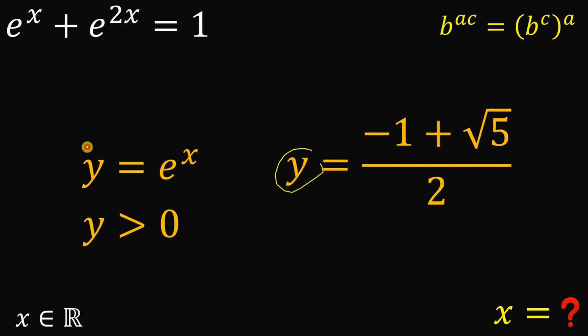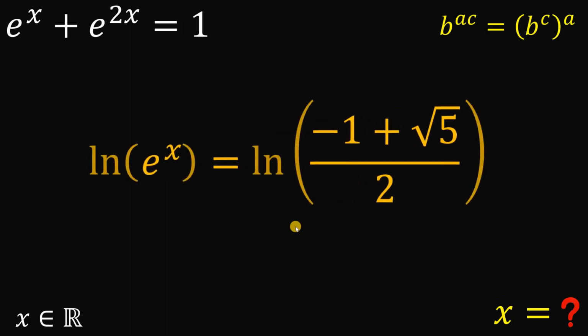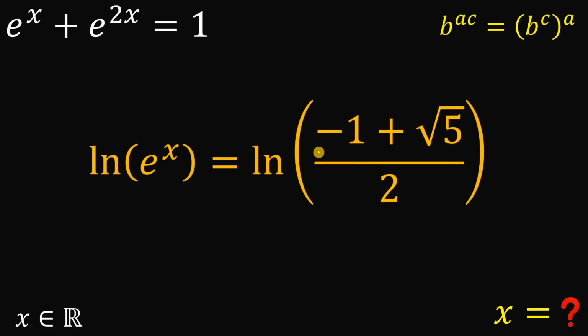And now, since they are both equal to y, we can say that e raised to the power of x must be equal to negative 1 plus the square root of 5, all over 2. Now, our goal is to solve for the value of x, not the value of y. Alright, from this one, let's take the ln on both sides, the natural log on both sides, and we will use some properties of natural log. Take note, when we have the natural log of b raised to the power of a, it must be equal to a multiplied by ln of b.